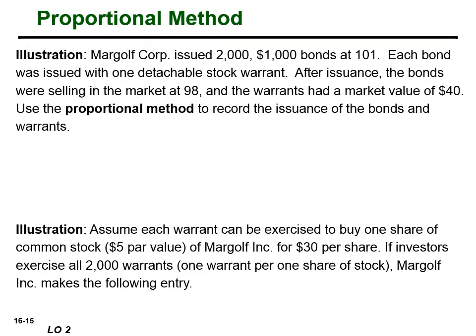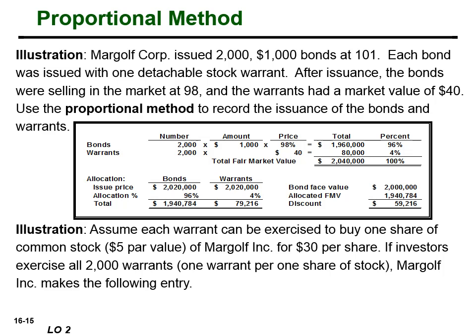So here, Margolf issued 2,000 bonds worth $1,000 each at 101. Each bond was issued with one detachable stock warrant, and after issuance, the bonds were selling in the market at 98 and the warrants at a market value of $40. Use the proportional method to record the issuance of the bonds and the warrants. We use the proportional method here because we know the value of both the bonds and the warrants, so we prorate that value and crunch it out.